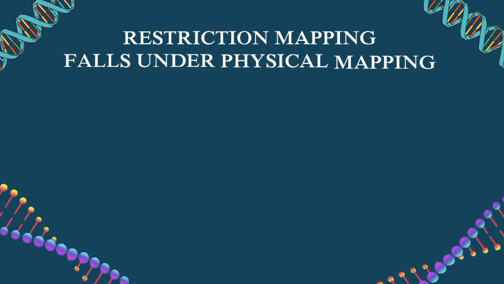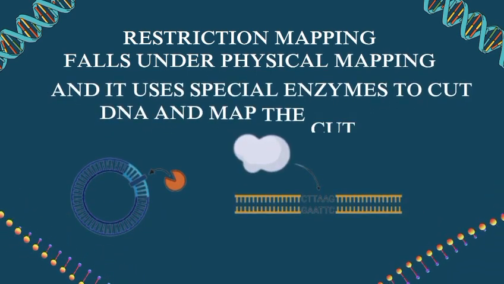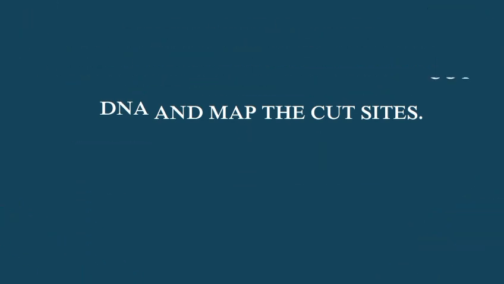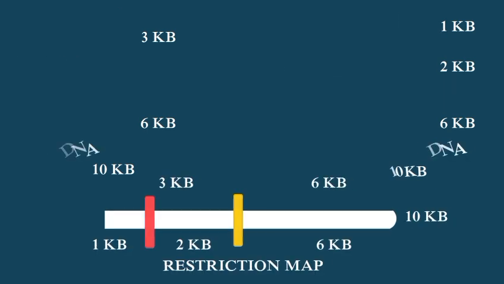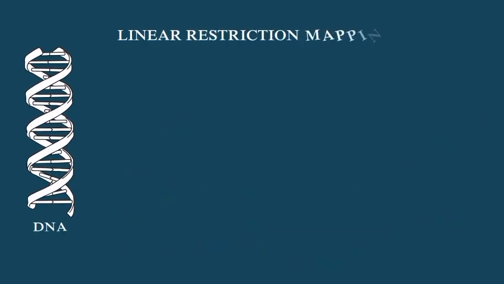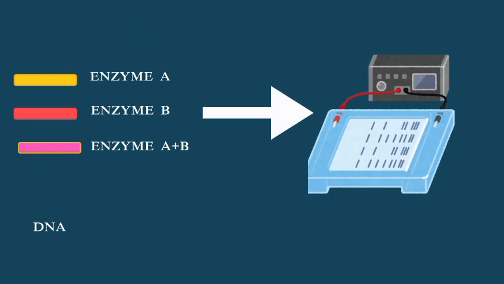Restriction mapping falls under physical mapping, and it uses special enzymes to cut DNA and map the cut sites. By cutting DNA with one or more enzymes and measuring the sizes of the resulting fragments, we can figure out where the cuts occurred and draw a restriction map. In linear restriction mapping, we work with a straight DNA strand, like a thread. Each enzyme cut produces fragments, which we analyze using gel electrophoresis.